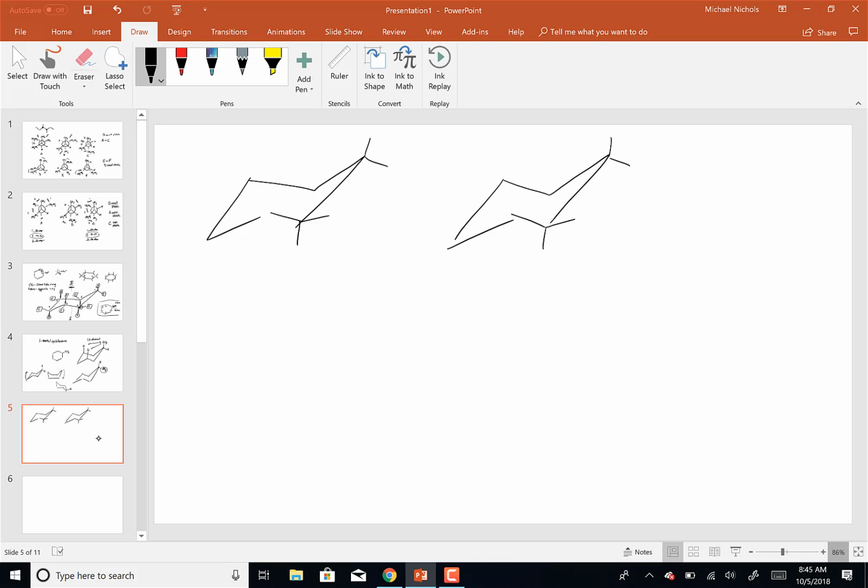And let's say I'm going to put methyl groups on the 1 and the 2 positions. So how about I put this methyl group axial in both cases, and then here I'll put it equatorial, and then I'll put it axial. So here's 2 different structures for 1,2. This is 1,2 dimethyl cyclohexane.